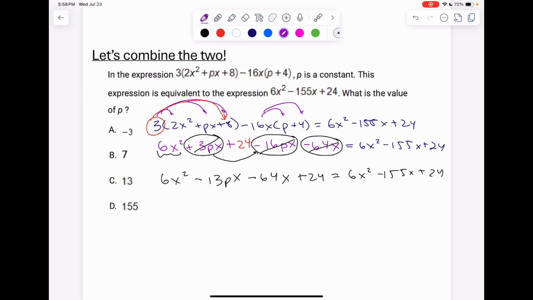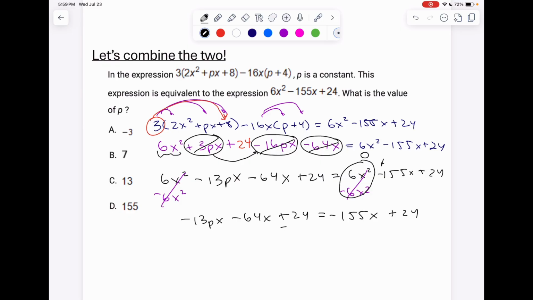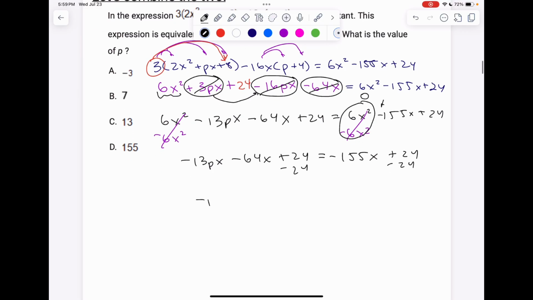Now we can combine our like terms by subtracting 6x squared from both sides, cancel out on both sides, and on the left-hand side we'll be left with negative 13px minus 64x plus 24 equals negative 155x plus 24. A lot of people, when they get rid of this, will forget that there's a negative here. This becomes 0 minus that, so we have to take our negative with us. So now let's subtract the 24 from both sides. You see how we have that same thing on both sides? They're going to cancel each other out. So we'll be left with negative 13px minus 64x equals negative 155x.